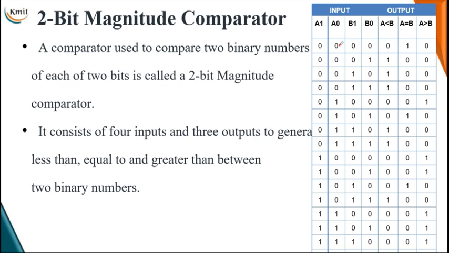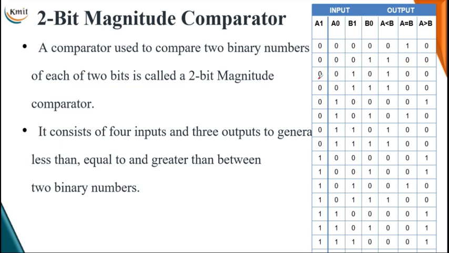Now the least significant bit is A0. A0 is 0, B0 is also 0. Hence this gives the output of A equal to B as 1, and A less than B and A greater than B as 0. Next combination: A1 is compared with B1. Both magnitudes are equal. Then we move to A0 with B0. A0 is 0, B0 is 1. So now the B value is greater than A. So the A less than B output function value is 1, and A equal to B and A greater than B are 0.